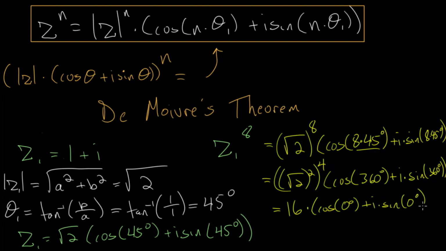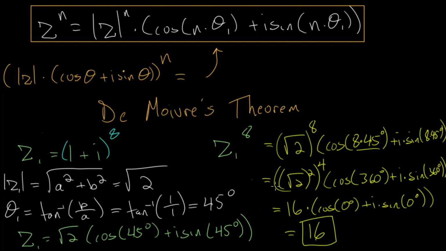And if we want, we can now simplify this back to its rectangular form, since the cosine of 0 is just 1 and the sine of 0 is 0. So this is just equal to 16. And in conclusion, when we take this complex number, 1 plus i, and we raise it to the 8th power, this is just equal to 16.